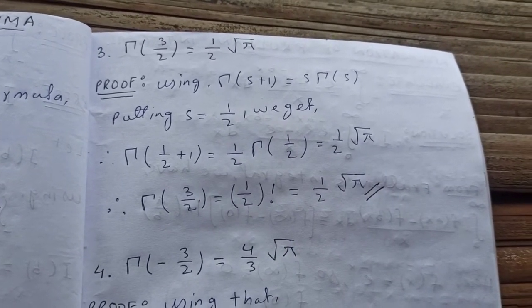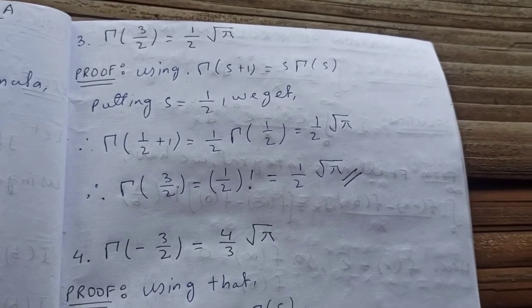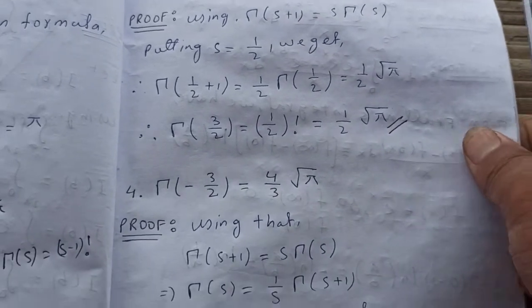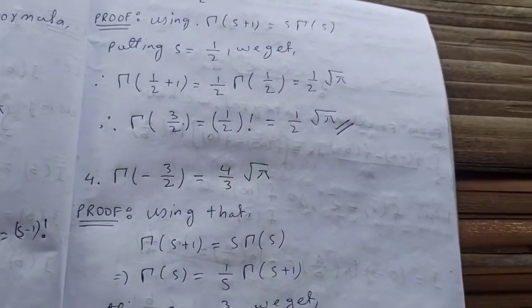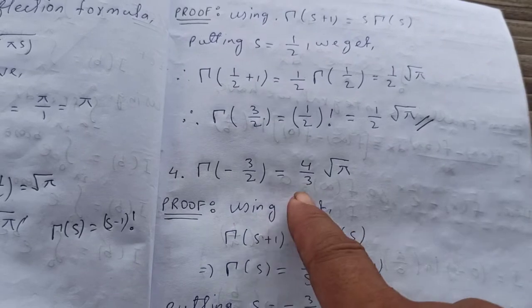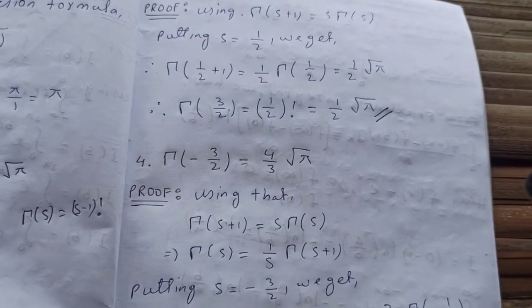And we prove the third value for gamma function. Now the fourth one, okay? Here gamma 3 by 2, here gamma negative 3 by 2, okay? Is nothing but 4 by 3 times the square root of pi.